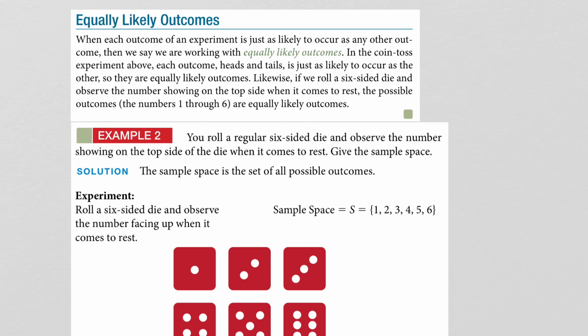Equally likely outcomes. When each outcome of an experiment is just as likely to occur as the other outcome, then we say we are working with equally likely outcomes. So in the coin toss experiment, each outcome, heads and tails, is just as likely to occur as the other, so they are equally likely outcomes. Likewise, if we roll a six-sided die and observe the number showing on the top side when it comes to rest, the possible outcomes, which are 1 through 6, are equally likely outcomes.